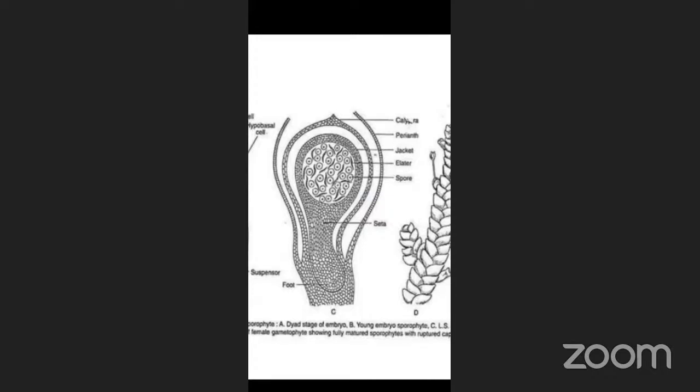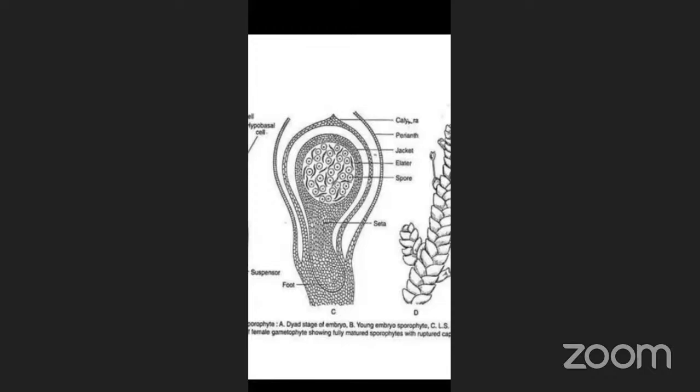Here it increases in size and is divided into two cells, a lower one and an upper one. The hypobasal cells do not take part in the development of the sporophyte. Clear? Here, the hypobasal cells means the lower tier of cells, which does not get involved in sporophyte development. Only the epibasal cells divide to produce the sporophyte, meaning the spore-producing organ.